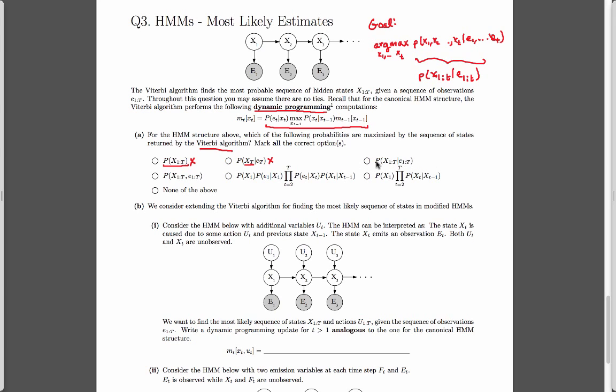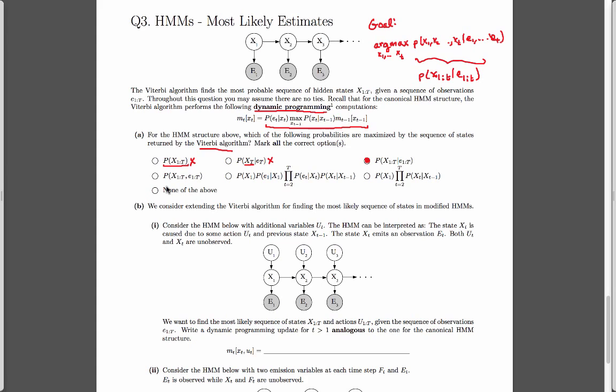So now let's look at this case right here. This is exactly what we have written up here. It is maximizing the probability of your sequence of hidden states given your sequence of observations. So this is correct.